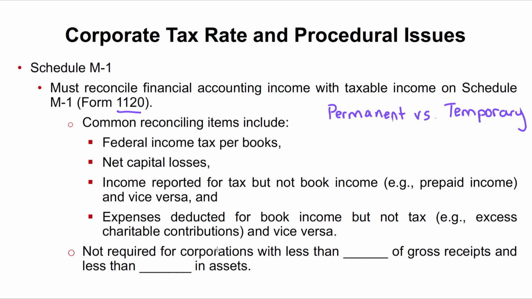Now, this is important. Let's go by what's not required. An M1 is not required for corporations with less than, and this changes, but right now it's $250,000 of gross receipts and less than $250,000 in assets. So if you have less than both of those numbers, gross receipts and total assets, then you do not have to file an M1. That's not many corporations. Most have at least one that's $250,000 or more. So that means pretty much all corporations must file Schedule M1, at a minimum. We're going to talk about M3 in a moment.